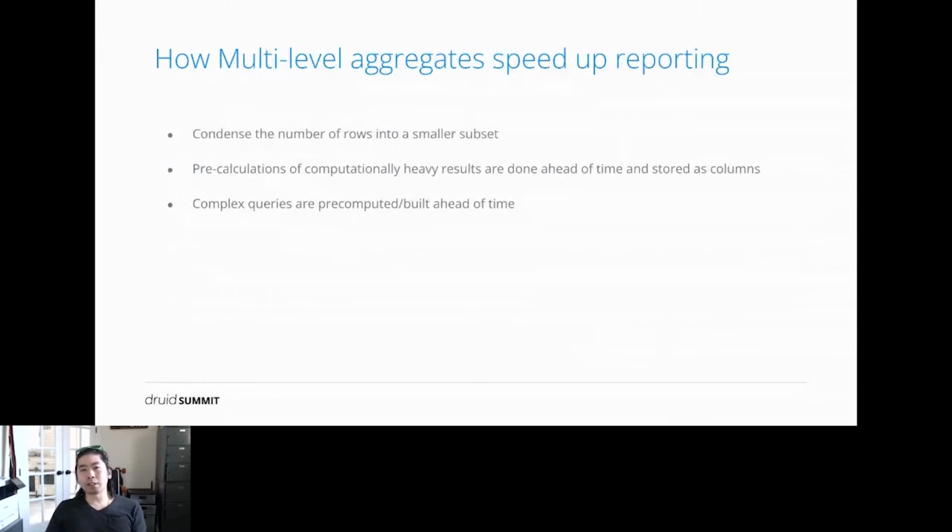I touched a little bit on how multi-level aggregates speed up reporting. Basically, you're condensing the data size, right? So you're rolling up the data. Instead of keeping all the data at the event level, the millisecond, the second level, you're rolling it up to the level that you need. So I know I need a report at a week level, I need a report at the month level. So I'm just going to roll up that data, store a table that has it at the week level, at the month level, and so on and so forth.